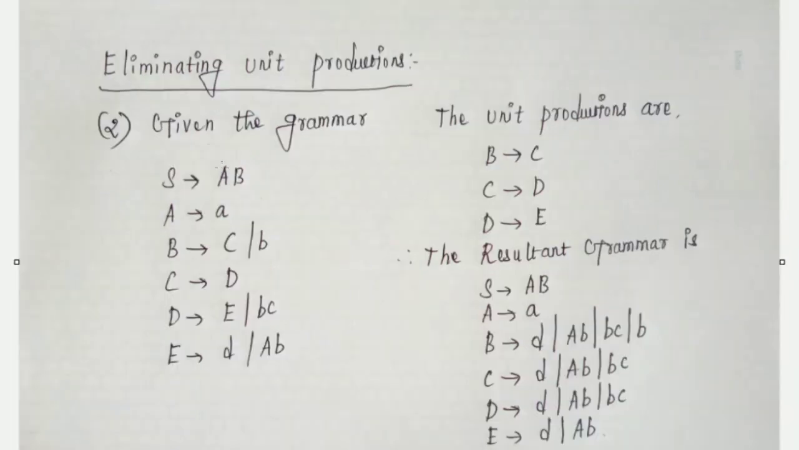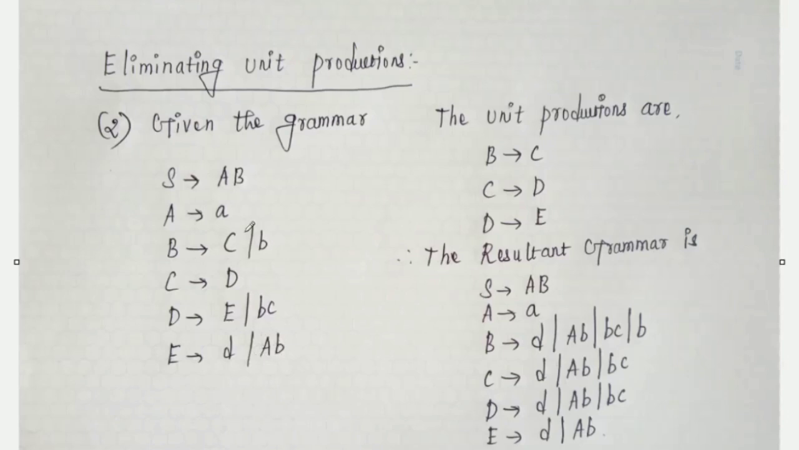Let's go through one more problem. Given the grammar S tends to non-terminal symbols AB, A tends to terminal symbol a, B tends to non-terminal symbol C or terminal symbol b. Next, C tends to non-terminal symbol D, D tends to capital E or terminal symbols bC. Finally, E tends to terminal symbol d or non-terminal symbol capital A followed by terminal symbol b.